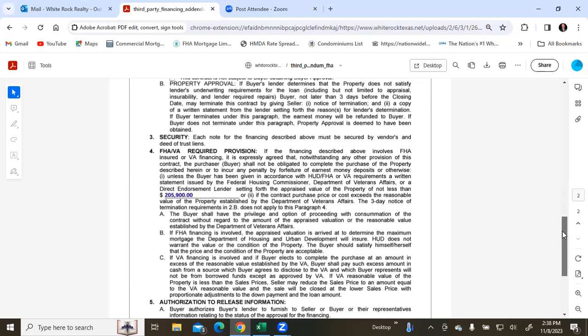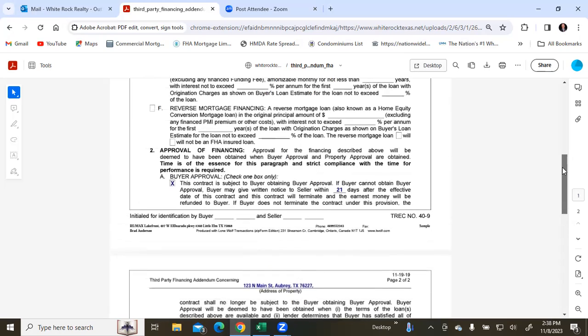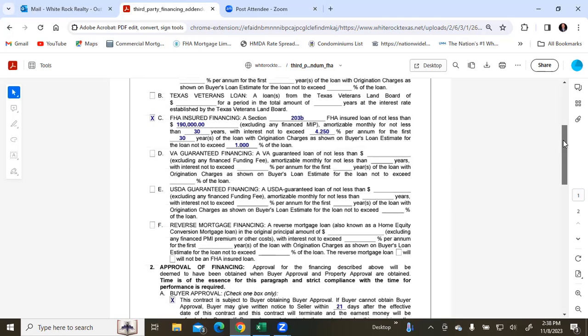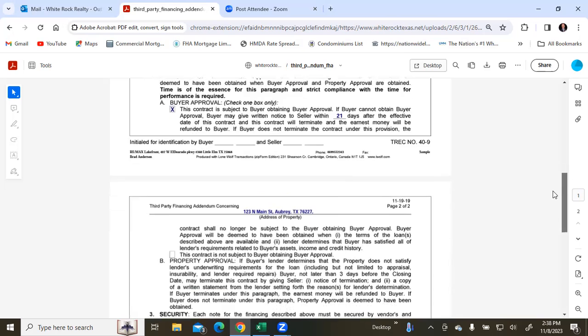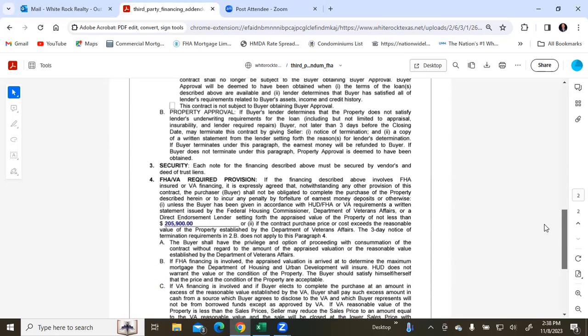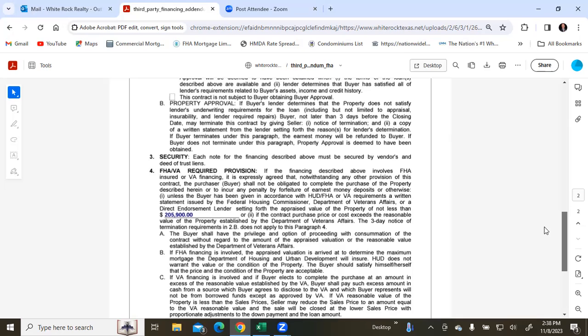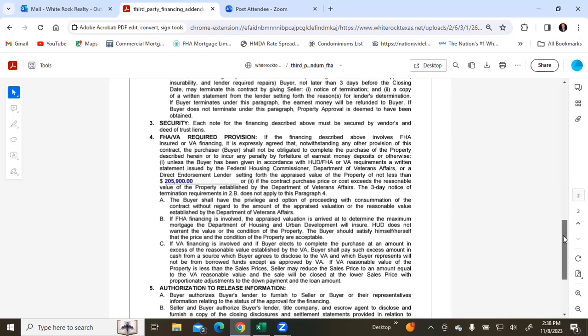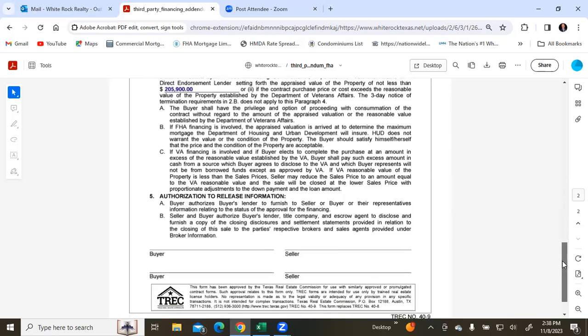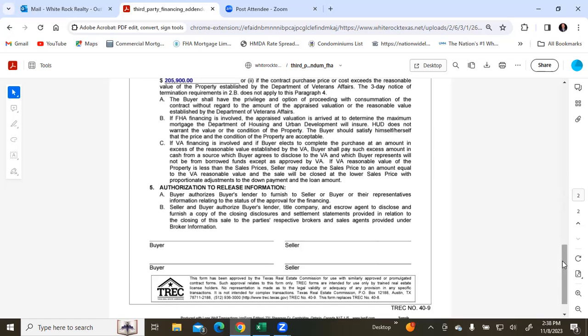All right, not to be confused with the loan amount, which is going to be a lesser amount, which is in paragraph C. Okay, so paragraph C is the loan amount. Paragraph 4 is the sales price. All right, so it's just basically providing that if it doesn't meet appraisal, then it's over. Okay, and that's pretty much it to filling out the addendum, third-party financing addendum, if you have an FHA loan.